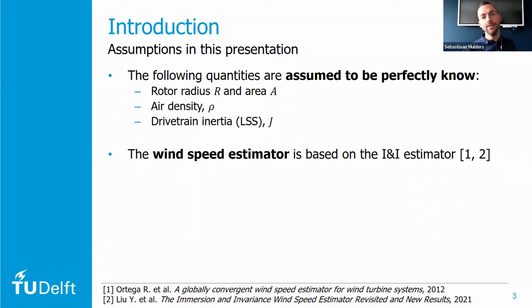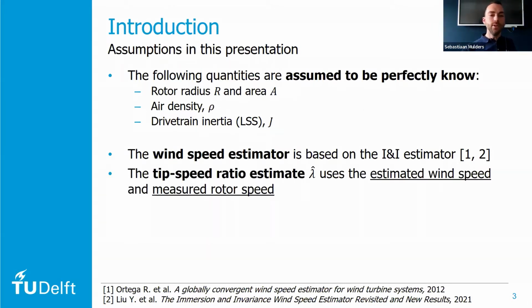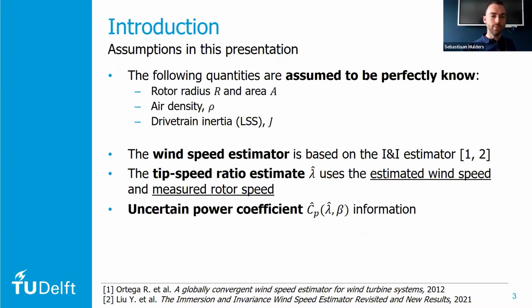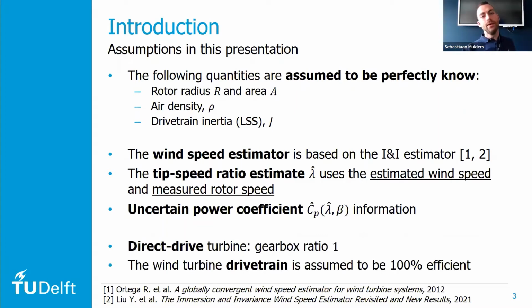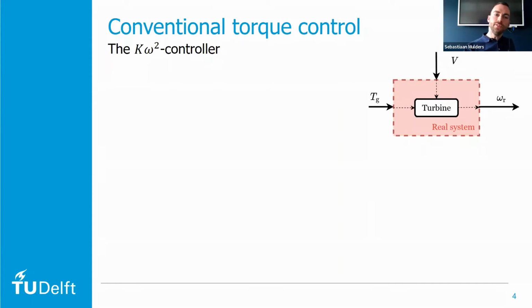Then we use a wind speed estimator. It's based on the I&I estimator, which is originally described in a paper by Ortega, which you can see at the bottom of the screen, and later extended by Yi Chao, the former postdoc in our group. We use this wind speed estimate to make an estimate of the tip speed ratio, using the estimated wind speed and the actual measured rotor speed. Furthermore, we assume that we have uncertain power coefficient information. We assume a direct drive wind turbine with a gear ratio of 1, and the drivetrain is assumed to be 100% efficient.